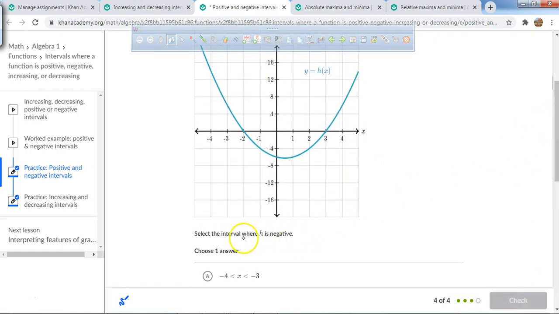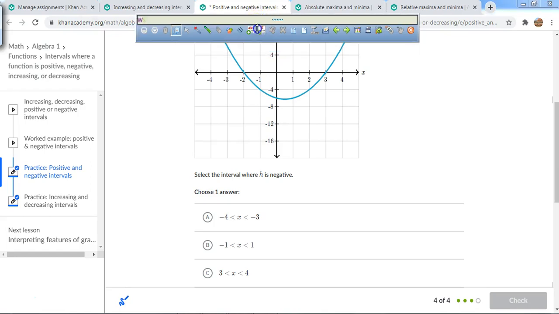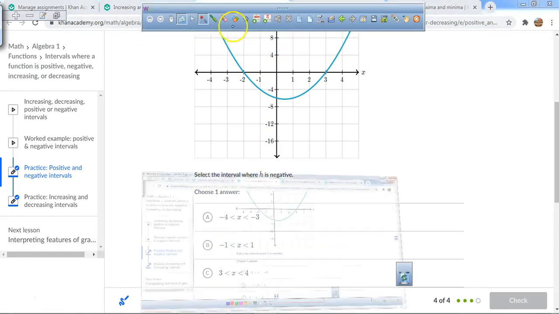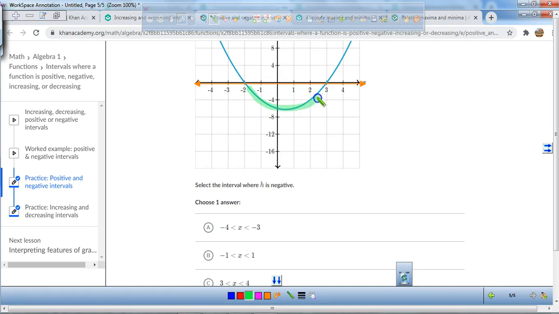It says, select the interval where h is negative. Now, where is h negative? I'm going to scroll up as much as I can. This will make it a lot easier for me to do. All right, so here we go. This is where y is 0, on the x-axis is where y is 0. So from here to here, that's the area where it's negative.